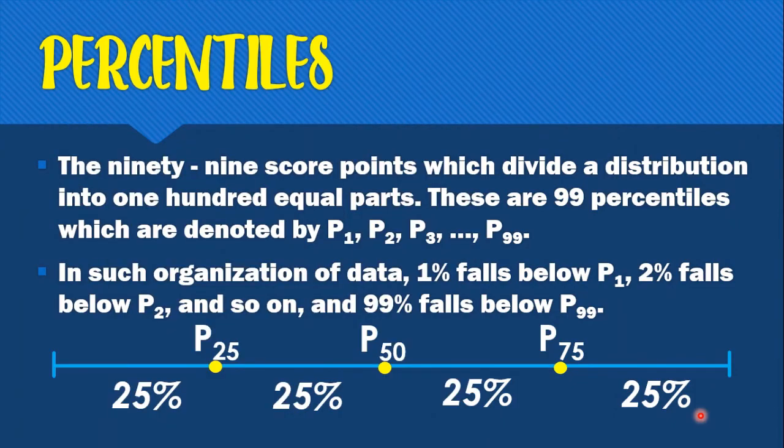And finally, for the percentiles, these are the 99 score points which divide a distribution into 100 equal parts. These are the 99 percentiles, which are denoted by P sub 1, P sub 2, P sub 3, and so on until P sub 99. In such organization of data, 1% falls below P sub 1, 2% falls below P sub 2, and so on, and 99% falls below P sub 99. So this graphical representation shows that 25% of the data is less than or equal to P sub 25, or the 25th percentile, and the same way with the others.